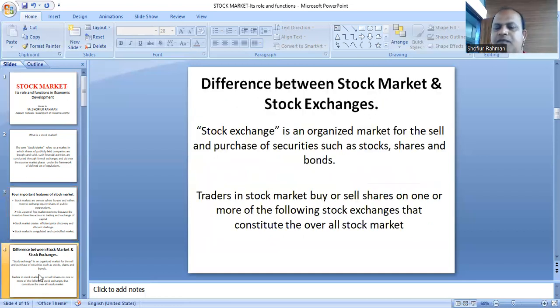Next is the difference between stock market and stock exchanges. A stock exchange is an organized market for the sale and purchase of securities such as stocks, shares, bonds. Traders in the stock market buy or sell shares on one or more of the following stock exchanges that constitute our whole stock market. Because there are different kinds of stock exchanges. We have BSE, Bombay Stock Exchange. We have NSE, National Stock Exchange. So the transactions happen in every market as per the rule.